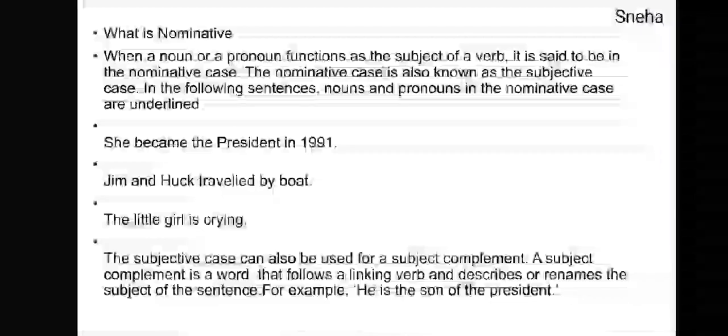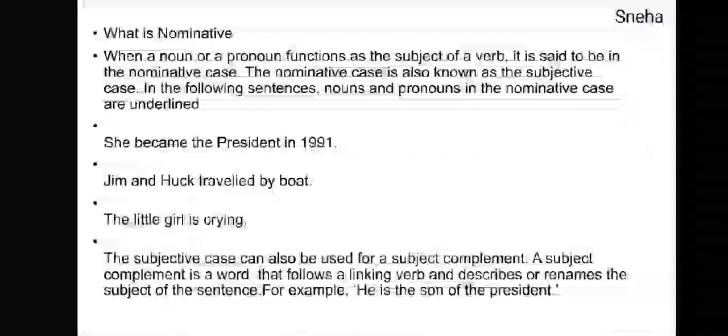Now what are these cases? I have the solution for that one also. You have a quick recapitulation of that one. Have a quick look. What is the nominative case? When a noun or a pronoun functions as the subject of a verb, it is said to be in the nominative case. The nominative case is also known as the subjective case.